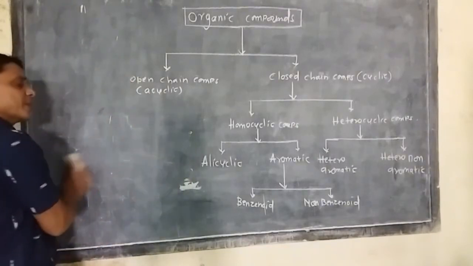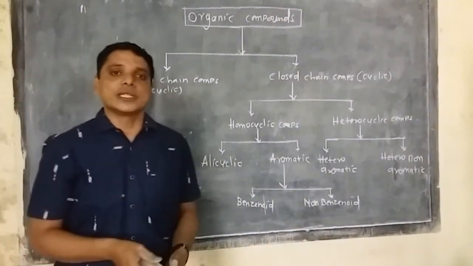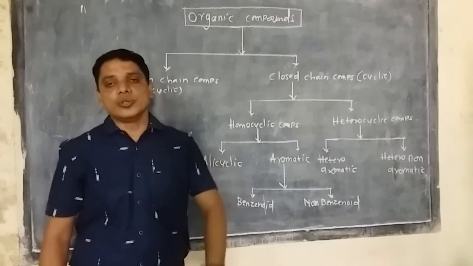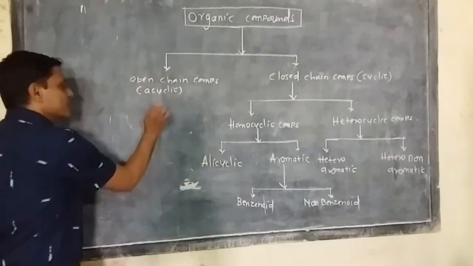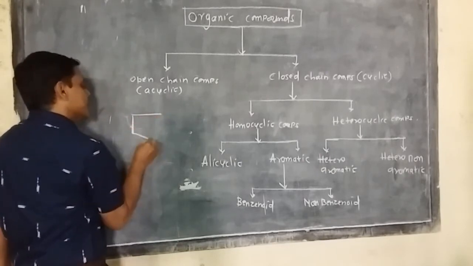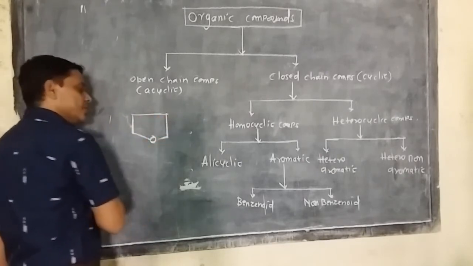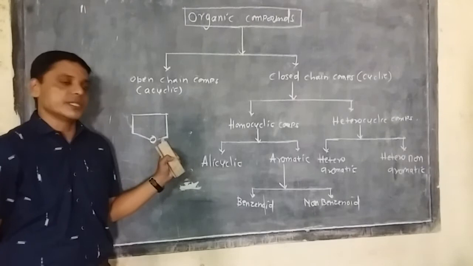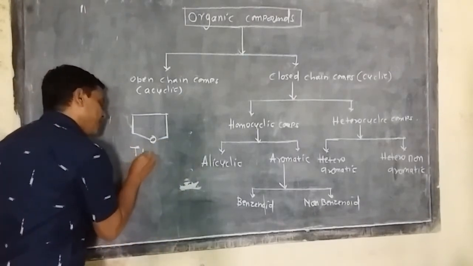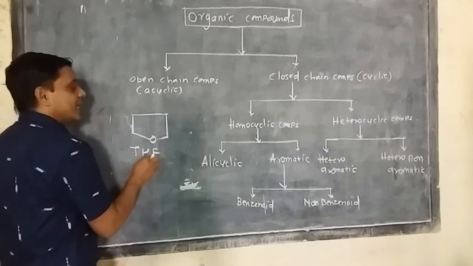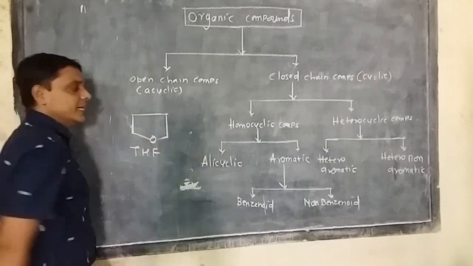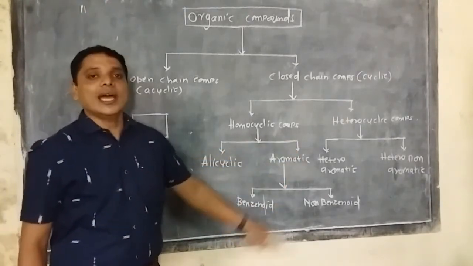And then another one, that is hetero non-aromatic compounds. It means the heteroatom is present, the cyclic form is also present, but the system is not in conjugation, that is, single and double bonds are absent. So a simple example is like this: this ring is there, this oxygen is present, but the double bonds are absent. This is a very famous solvent, its name is THF, called tetrahydrofuran. So it is called a hetero non-aromatic compound.